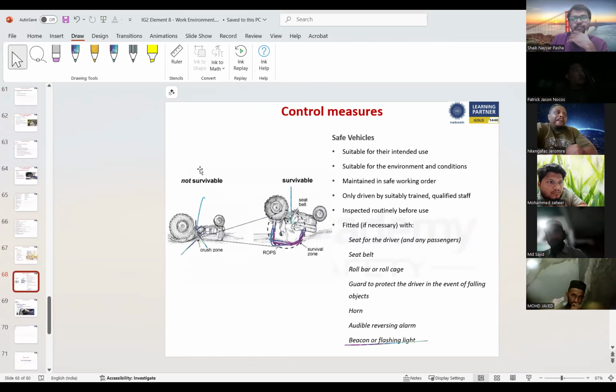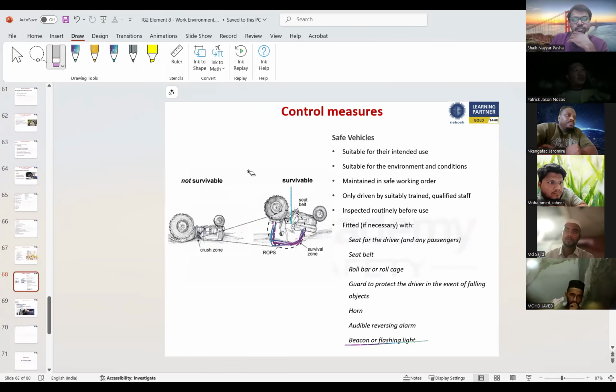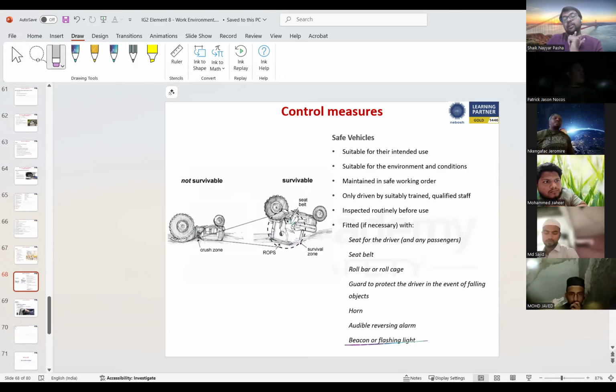Next, safe vehicle. The vehicle should be in good condition. The right vehicle should be selected for the job. The vehicle should not be overloaded and should be driven only by competent people. Tires in good condition, good tire pressure. Making sure that the horn is working properly, rear view mirrors are adjusted, reversing alarms are working properly, and lights and visors are working properly.